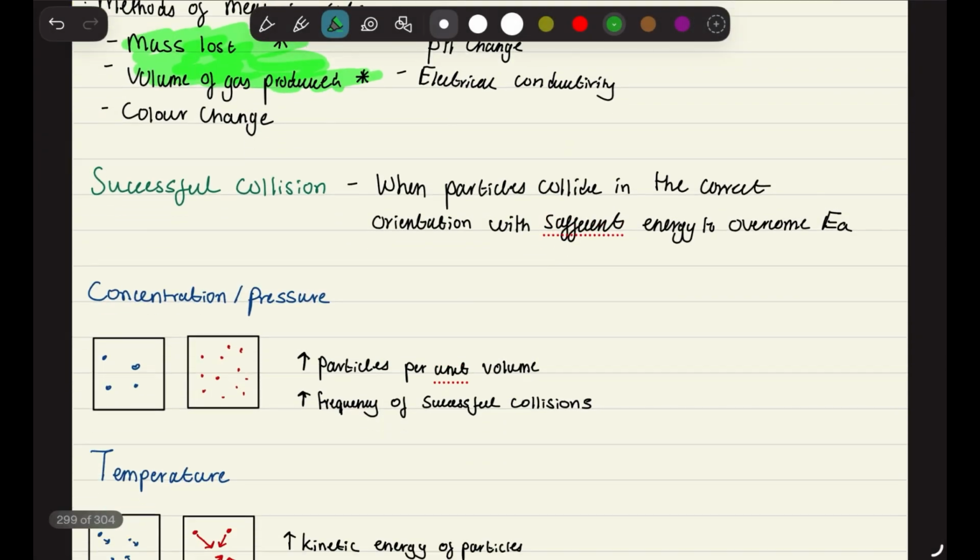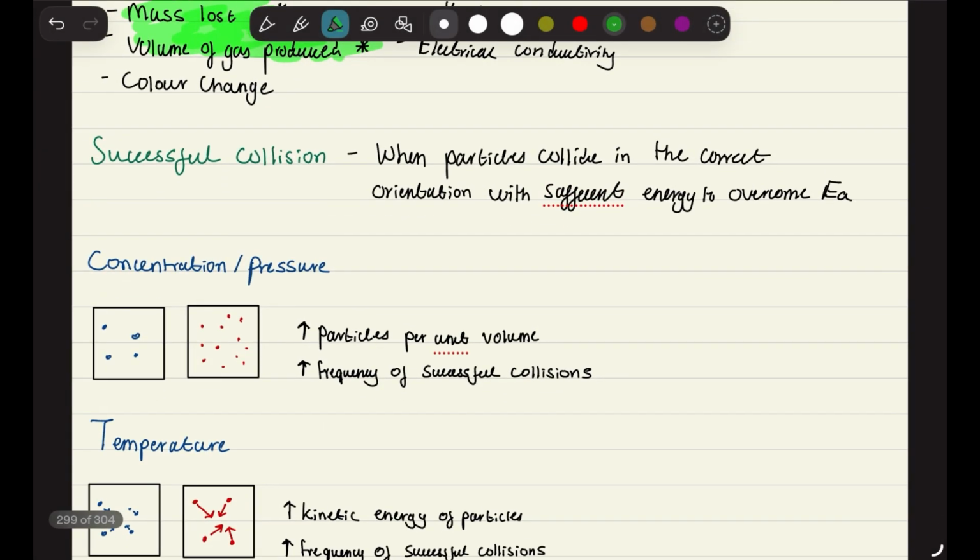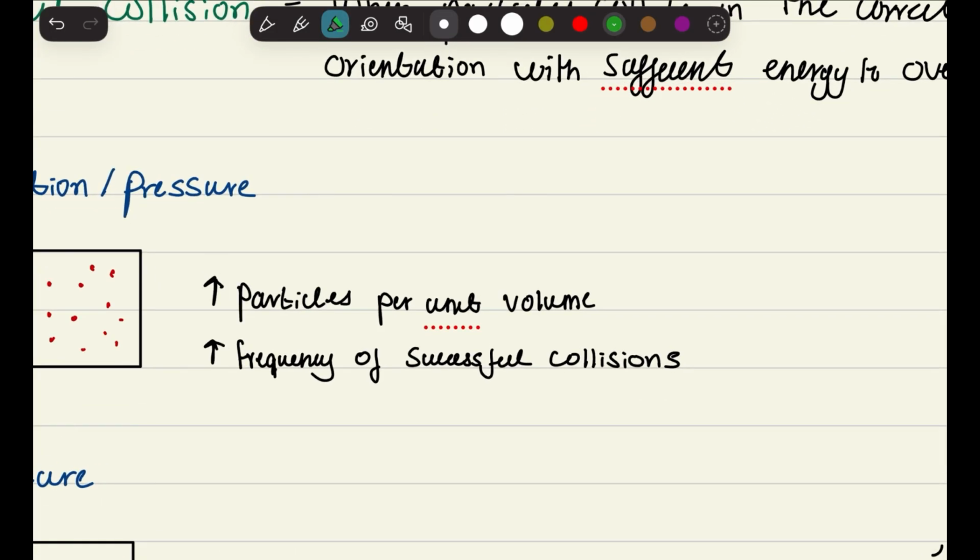Well, one of them is going to be the concentration and the pressure, right? Concentration and pressure essentially means that we're going to have more particles in a confined space, yeah? Concentration, normally when we're talking about liquids, pressure when we're talking about gas. But in terms of your exams, you need to use really important language that's going to help you to get the marks. And that language is going to be more particles per unit volume. So particles per unit volume.